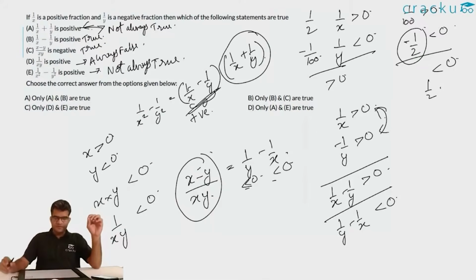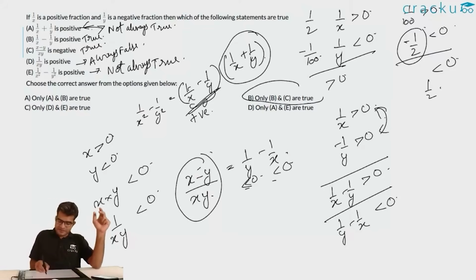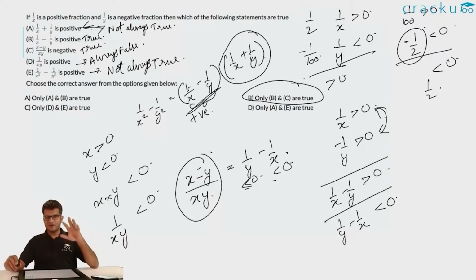So the only two statements which we know for sure are true are options B and C. So the correct answer is option B, which says that only B and C are always true.